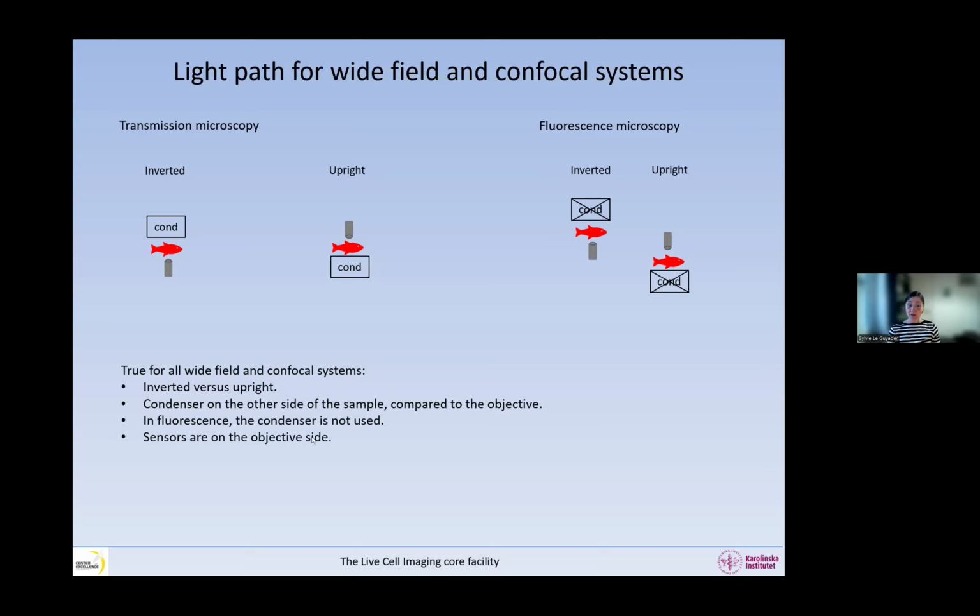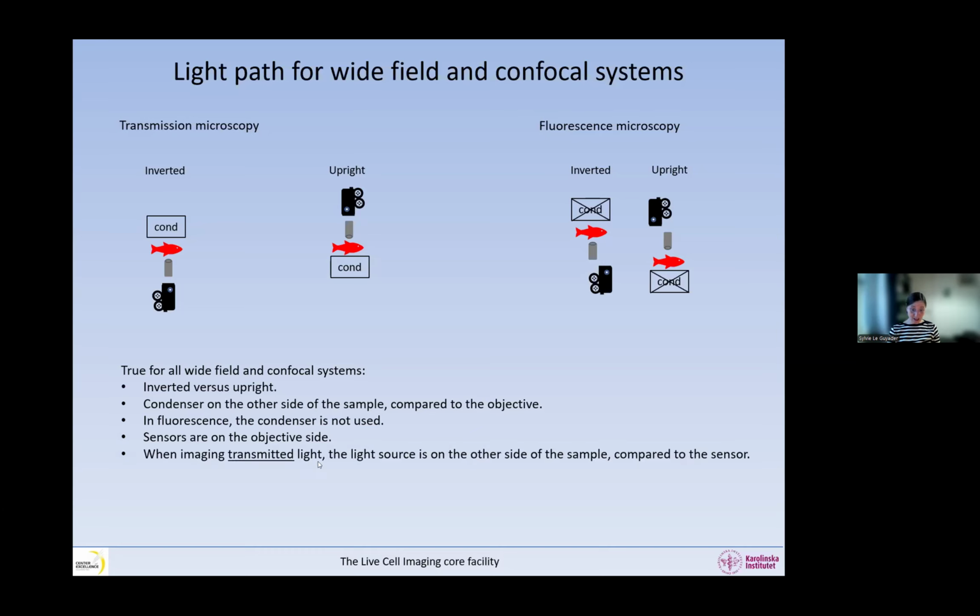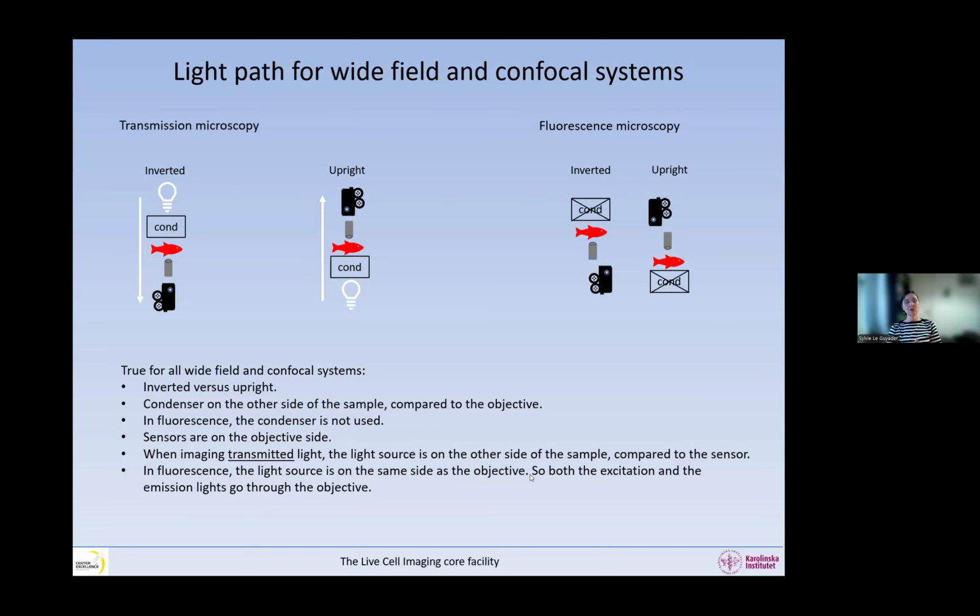The sensors are on the objective side, right? So this is like most of the cases. There are a couple of exceptions. So here we have the sensor on the same side as the objective. And then when we image transmitted light, the light source is opposite because we have to use transmission. So the sensor and the light source are always opposite each other. And in fluorescence, the light source is on the same side as the objective. So both the excitation and the emission go through the objective. Here we go. So in fluorescence microscopy, we have the sensor and the light source on the same side.